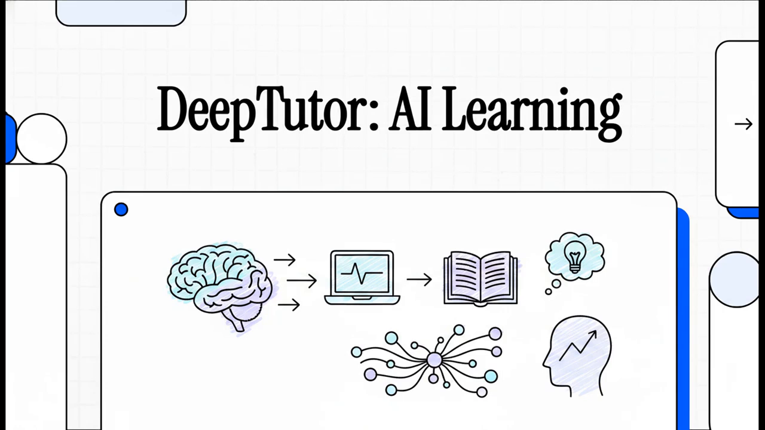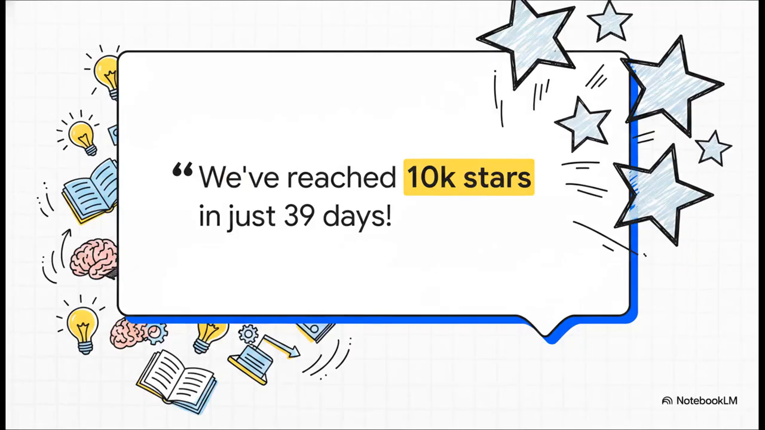All right, let's just dive right in. We're talking about a project called DeepTutor, and it's a tool that is absolutely taking off right now. This tool reached 10,000 stars on GitHub in just 39 days, and it is changing how we learn forever. Now, that's not just hype, it's a massive signal that something really big is happening in AI-powered education.